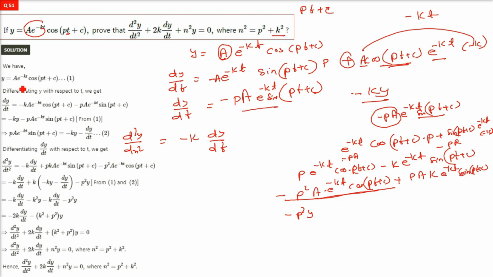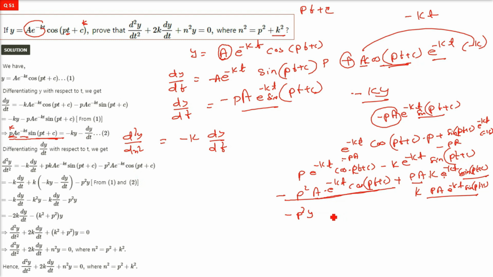And this whole, please remember dy by dt was what? Dy by dt minus pa e to the power minus kt sine pt plus c, and we already have it. So pa e to the power minus kt and sine pt plus c. Only k is not there, otherwise everything is there, right? So we are going to write minus ky and k dy by dt. So if you multiply this y, the first term, that is if y equal to this, both sides with k, ky equals to ka e to the power minus kt cos pt plus c. So you can just replace it by k. Pa e to the power minus kt sine pt plus c. So this whole one is what? We already done this. This is minus ky minus dy by dt.